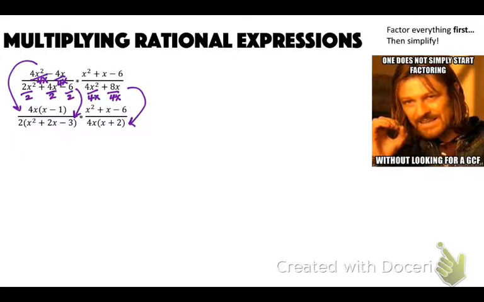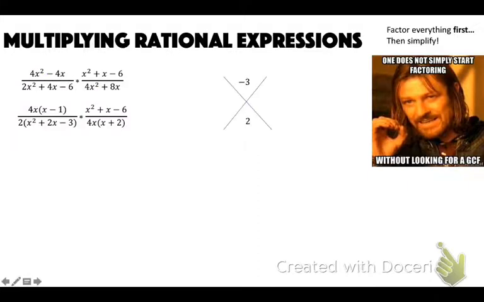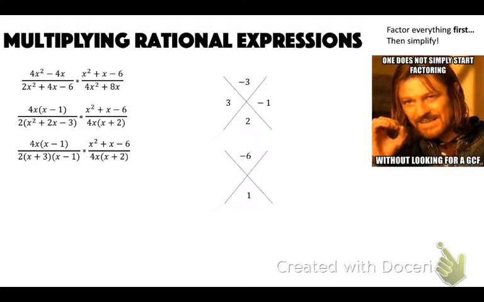Okay, and then we're going to finish simplifying by factoring everything. So this x squared plus 2x minus 3, well, we want to see what multiplies to be negative 3, adds to be 2, and it's 3 and negative 1. So that's what's going to replace that part. And then the x squared plus x minus 6, well, I want to see what multiplies to be negative 6, adds to be 1. Well, it's 3 and negative 2, so that's going to replace that part.